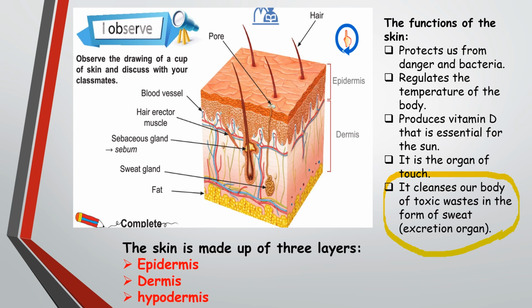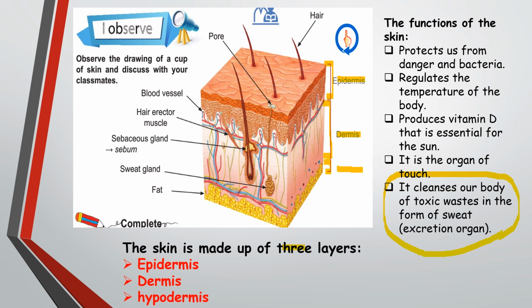How can it excrete waste outside the body? Take a look here in this picture. This is a part of the skin. If you look here, you will see that the skin is made up of 3 parts. This is the first part. It's called the epidermis. This is the second part, that's called the dermis. And the last part here, the smallest one, is called the hypodermis. Please add it. So the skin is made up of 3 layers: epidermis, dermis, and hypodermis.